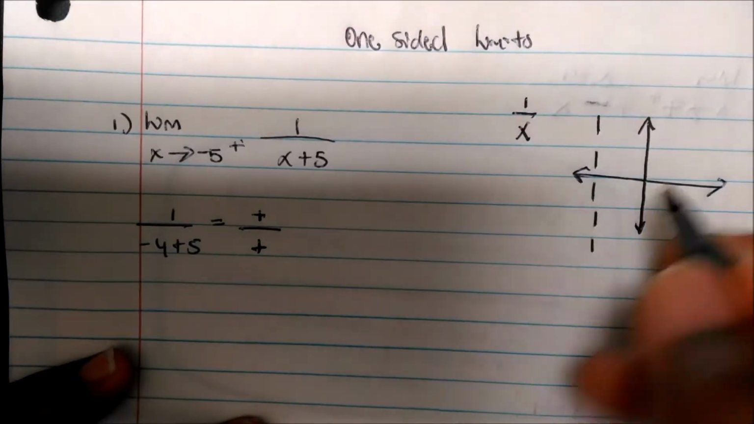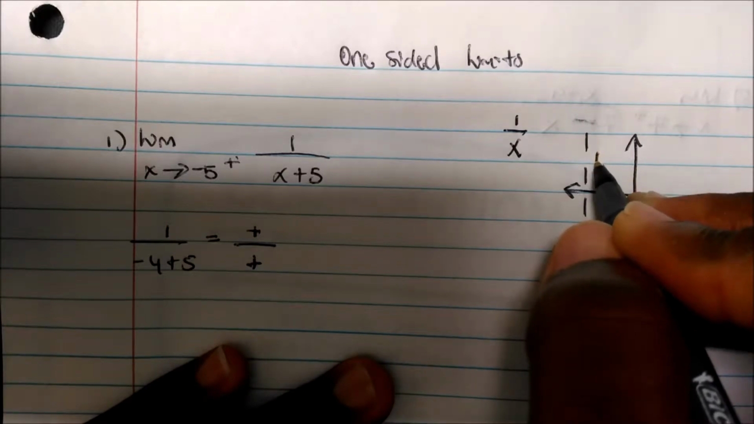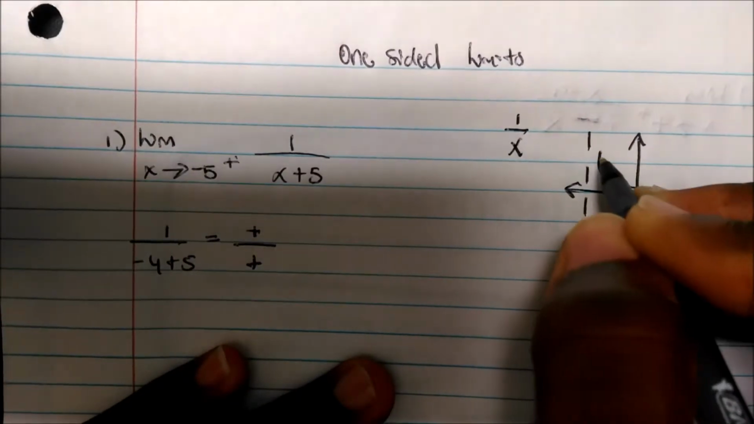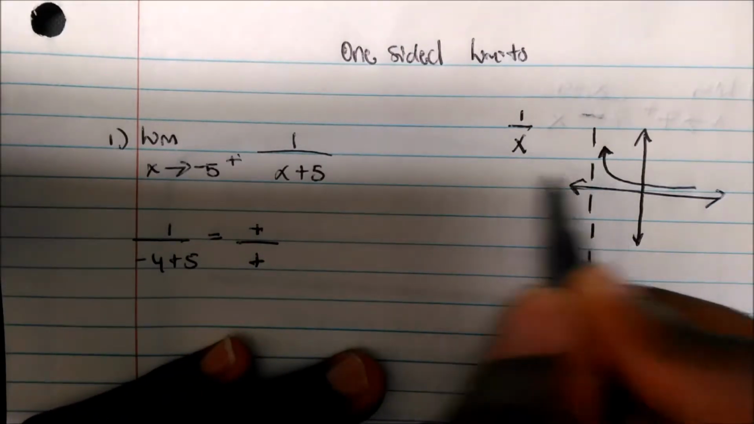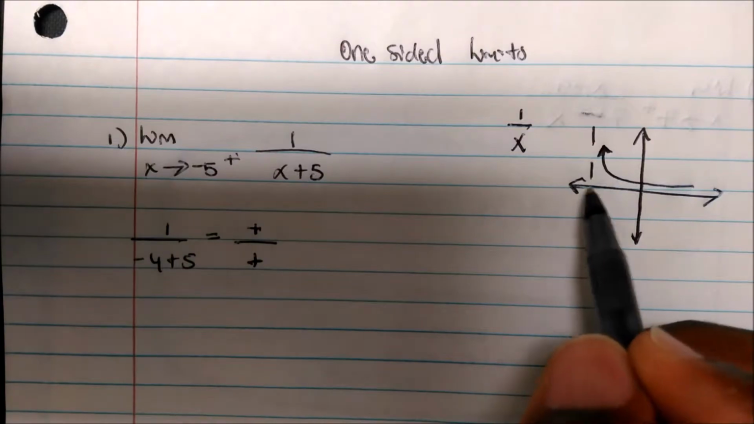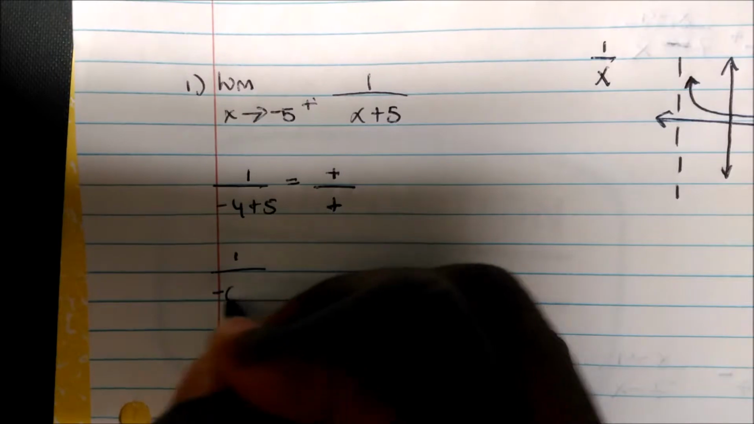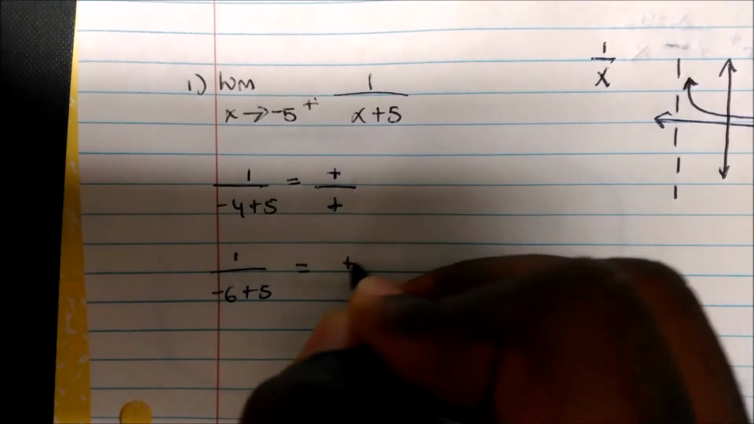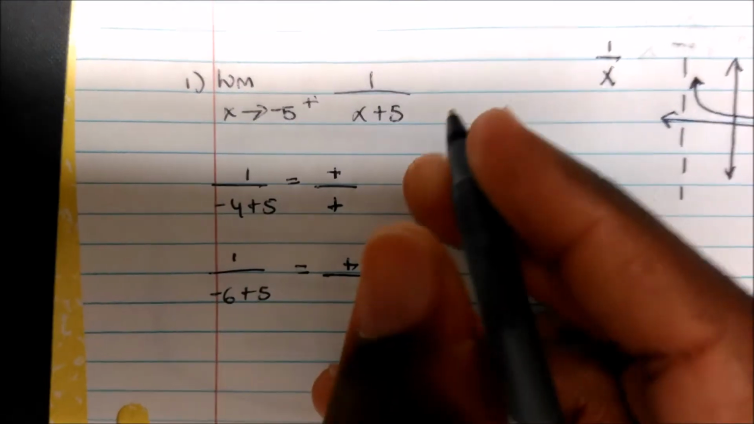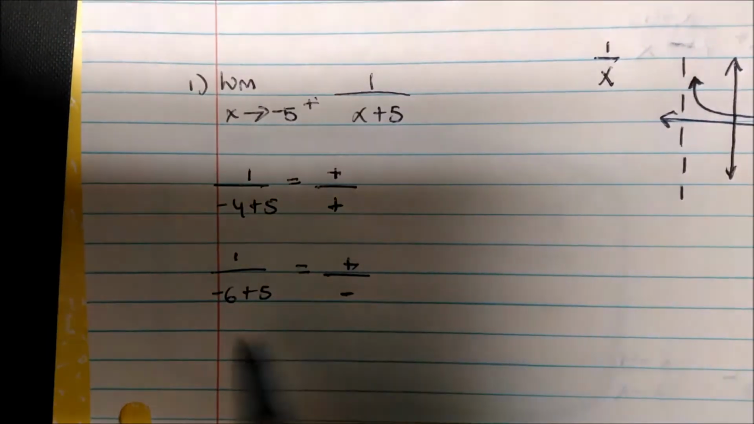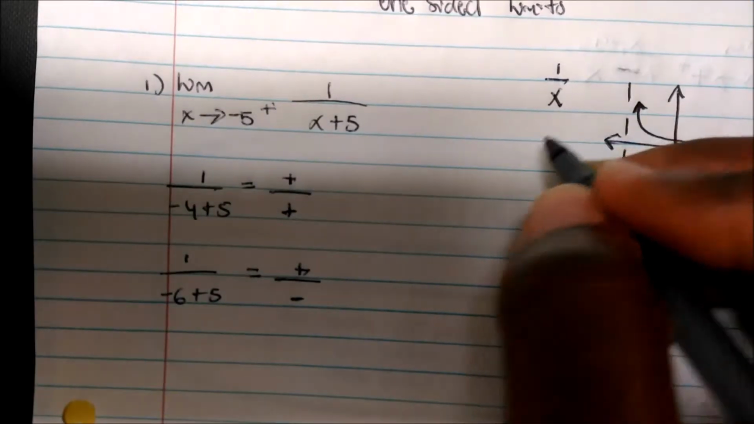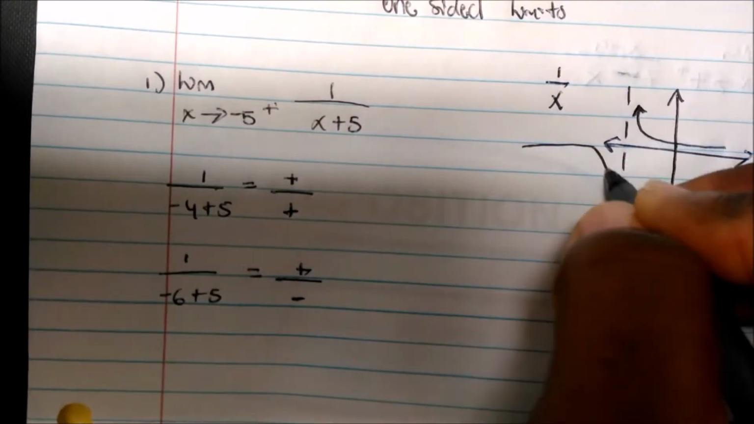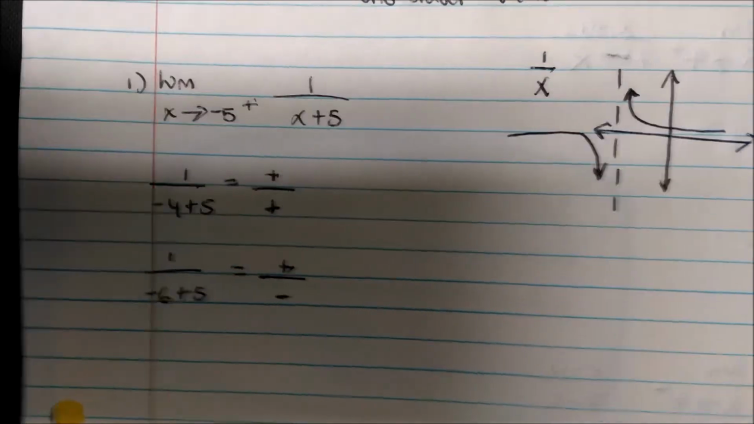Yes? So this tells me that from the right, this is going to go up to positive infinity. Let's plug in some numbers over here to the left. So this is negative 5. Let's plug in negative 6. 1 over negative 6 plus 5. The 1 is always positive. Negative 6 plus 5 is negative 1, so that's negative. And any other number to the left will also be negative. So coming from the left, it will go down to negative infinity. That's what this tells me.